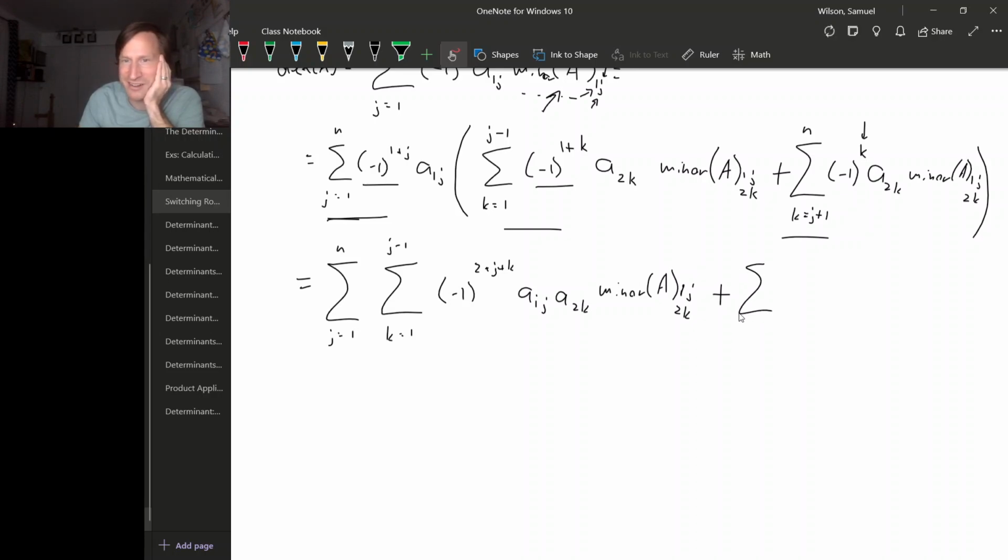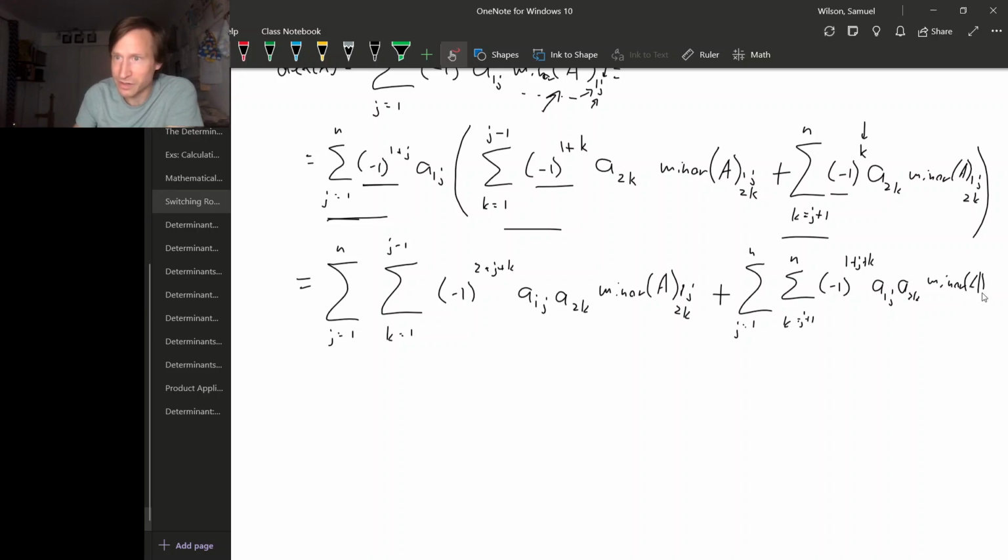We get, I'm going to have to write a little smaller, sum from j equals 1 to n, and then sum from k equals j plus 1 to n. So again, this time when we gather up all our factors of minus 1, we have 1 plus j plus k. And then a1j, a2k, and the minor of A, where we've deleted row 1, column j, row 2, column k. Okay, so this whole mess, remember, is the determinant of A.